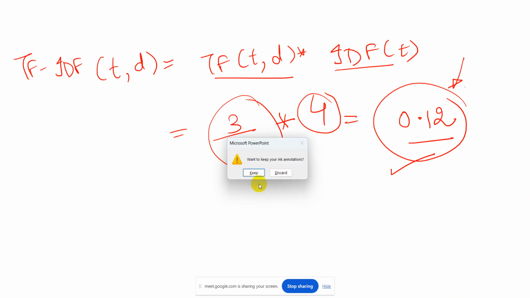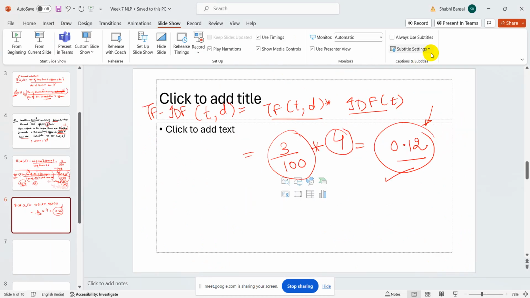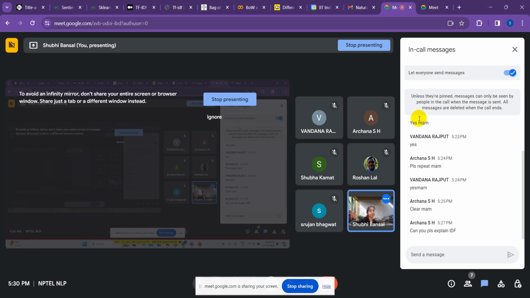Is it clear now? Or shall I repeat? Dear student, is it clear? The IDF part, how we have calculated? Okay, great. Yes, ma'am, it's clear.